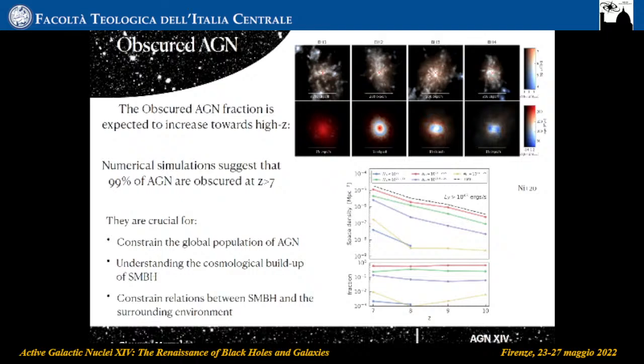So currently we are probably missing the bulk of the AGN population. Identifying and then studying the properties of obscured AGN at high redshift would be crucial for many purposes: in particular constraining the population of AGN at different redshifts, understanding the cosmological build-up of supermassive black holes, and also constraining the relation between supermassive black holes and their environment.